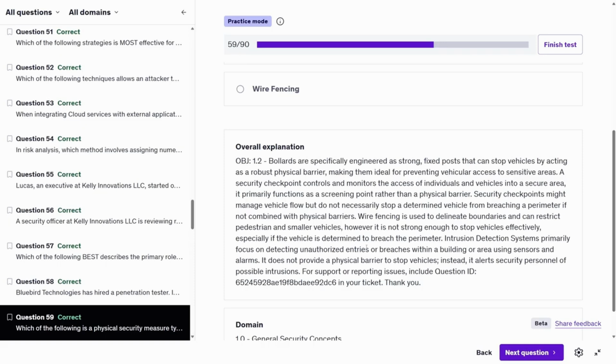Intrusion detection systems primarily focus on detecting unauthorized entries or breaches within a building or area by using sensors and alarms. It does not provide a physical barrier to stop vehicles. Instead, it alerts security personnel of possible intrusions.